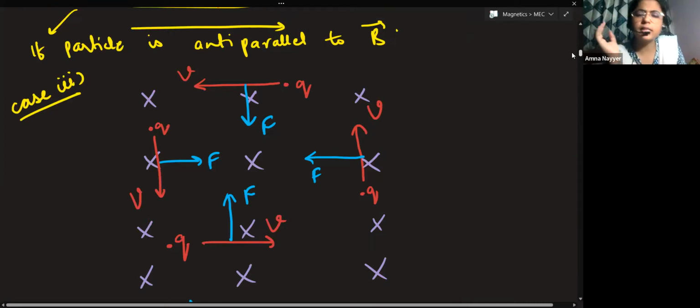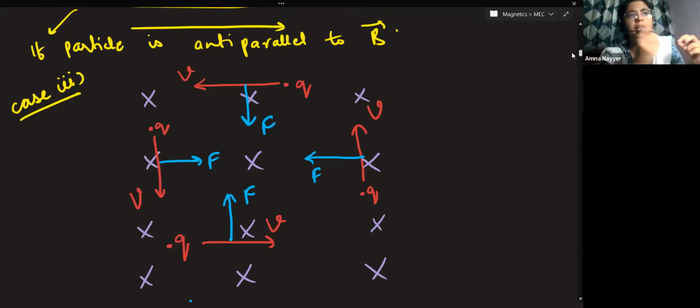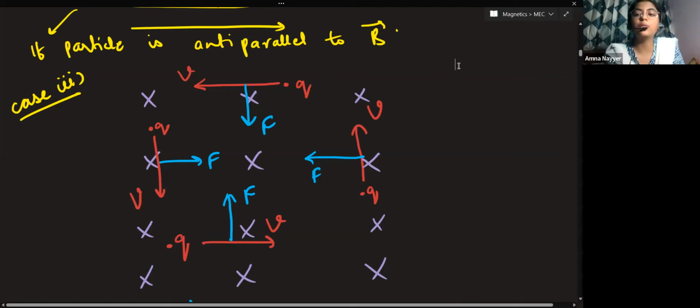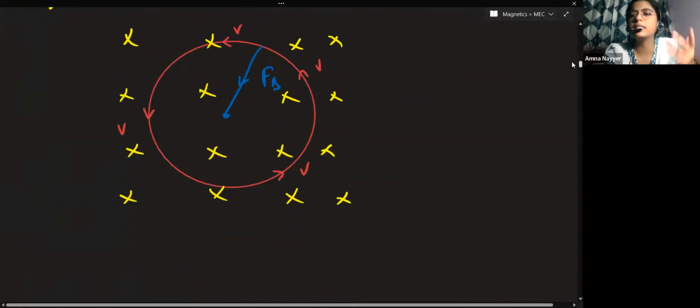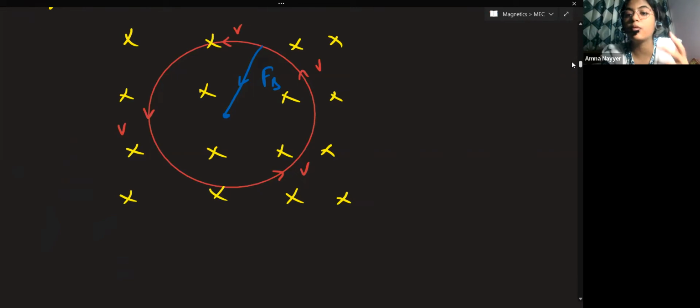For individual cases, it was downwards, minus i cap, plus i cap, or anywhere, but actually for all the forces, if you see, all are pointing towards the center. So it means that was a circular motion of the charge. So this basically is what? This is a centripetal force. So your magnetic field is actually providing the required necessary centripetal force.